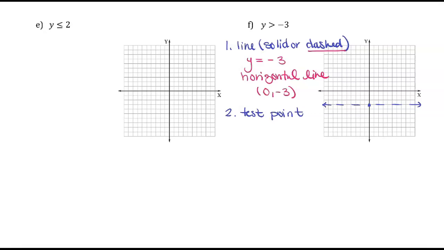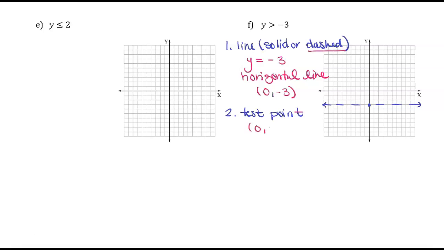But think about this inequality. We want y to be greater than -3. So hopefully your intuition's telling you that the solution set is everything above this line, so that our y values are greater than -3. But just to be sure, we'll test a point.